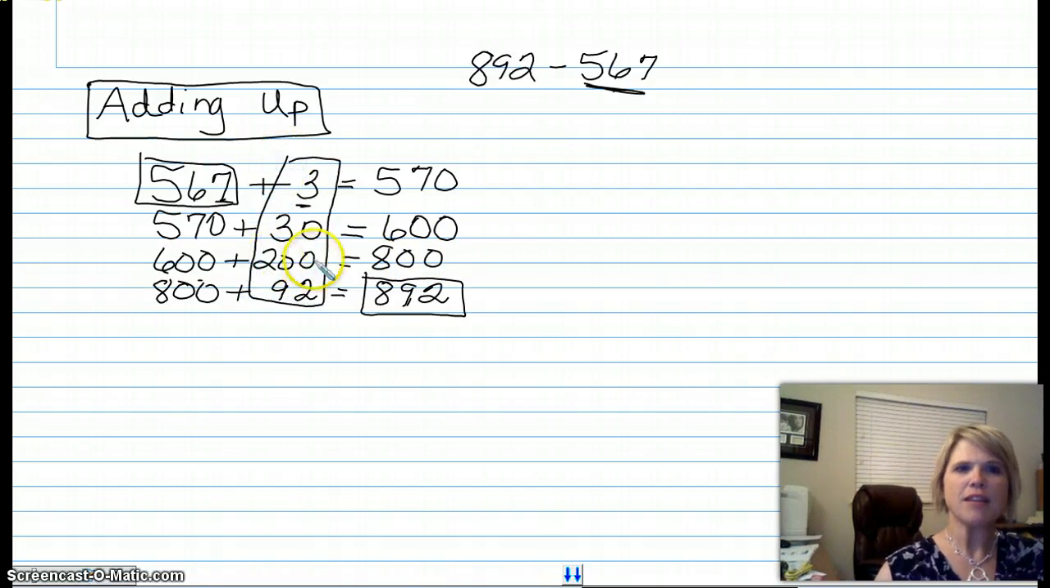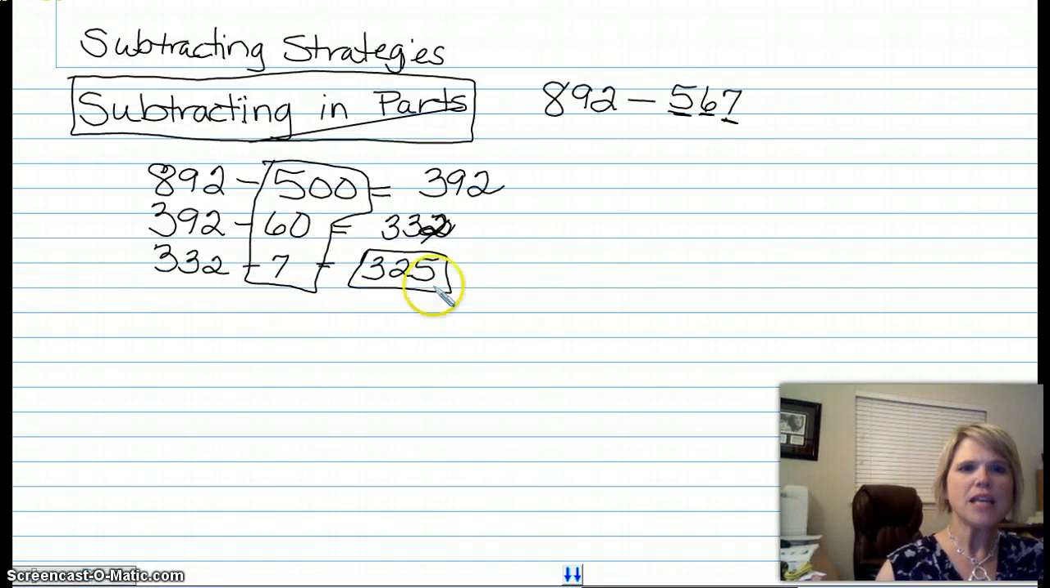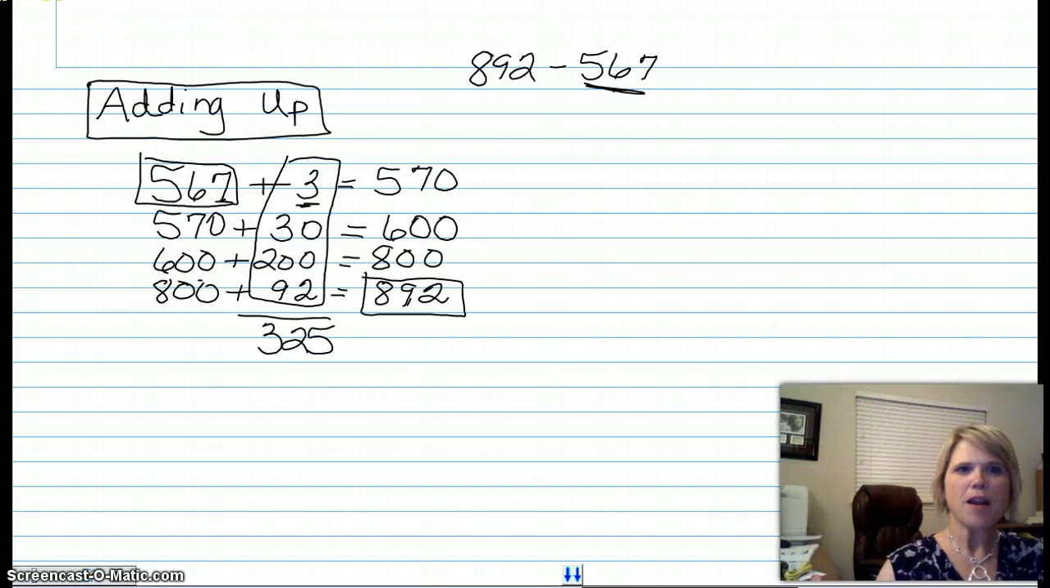Can you do it in your head? Come on, you can do it. 292, another 30. Oh, that's hard. That's hard. 322, and then 3 more is 325. I gotta see. Did we get the same answer as the other answer? Let's see. We did. We sure did. 325. All right. That's the adding up strategy.